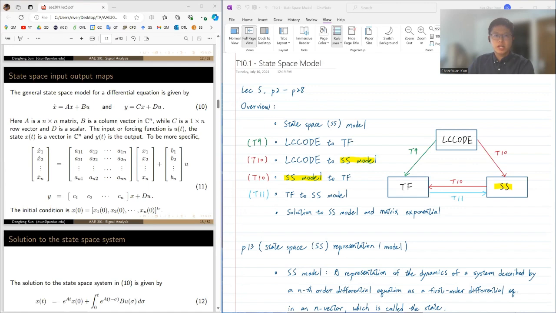First, we will start with an introduction to the state space models. Then, we will look at how to obtain a state space model for a system described by a linear constant coefficient ODE or LCC ODE. We will also cover how to derive the transfer function of a system from its state space model. Finally, we will delve into the solution of a state space model as well as a key component in the solution called the matrix exponential. Okay, now let's get into the details.